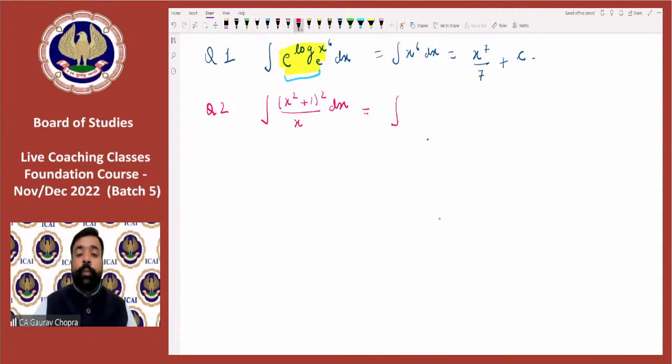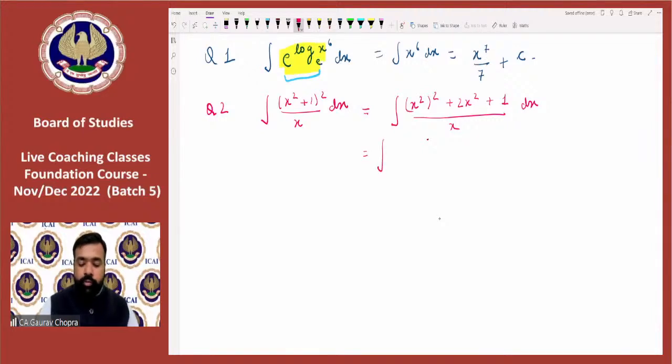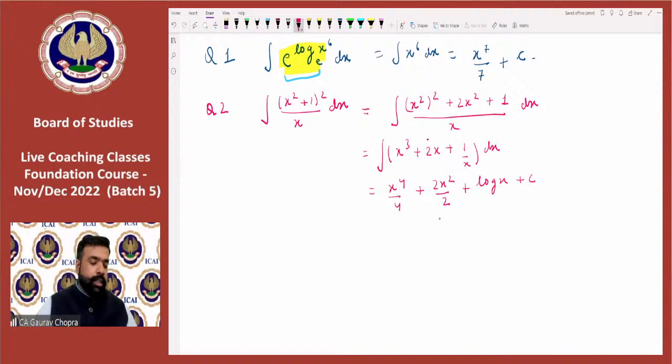So first step is open the square. So what will happen? x square, that is a square plus 2ab plus b square, and then divided by x. So we can divide it and see what is available. So x cube plus 2x plus 1 by x. Now for x cube, it will become x power 4 upon 4 plus 2x square upon 2. For 1 by x, it will become log of x and then plus c.